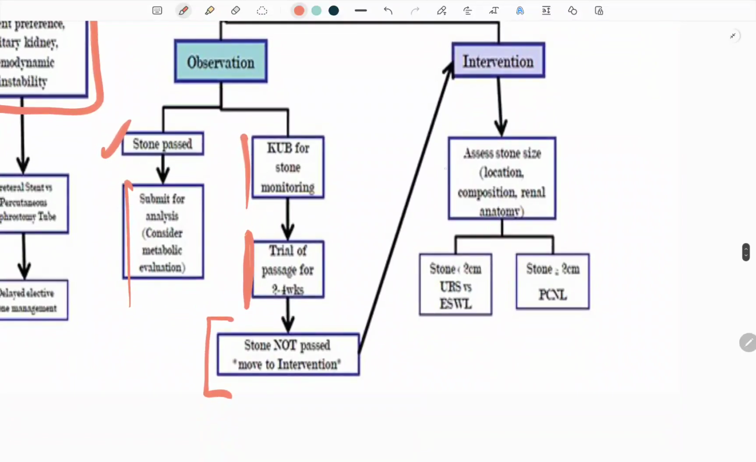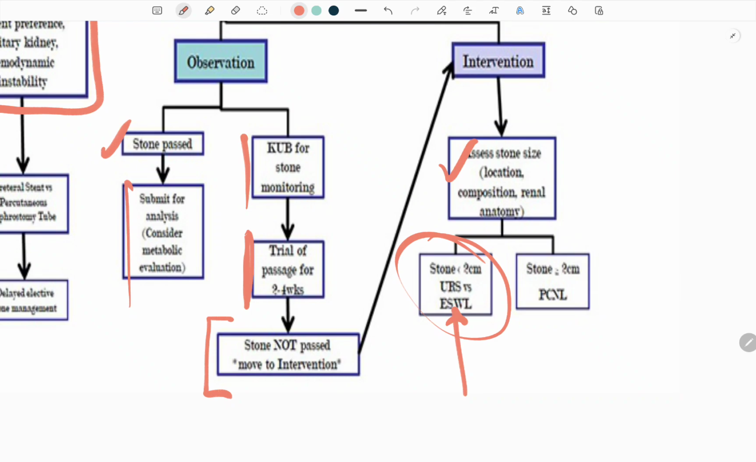In the intervention part, again you assess the stone size, location, composition, and renal anatomy. If the stone is less than 2 centimeters, you can do management by giving hydration, URS, and ESWL. Here URS refers to the ureteroscopic approach, or you can do ESWL, which is extracorporeal shock wave lithotripsy.